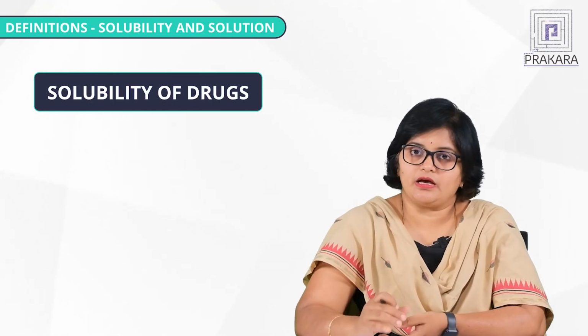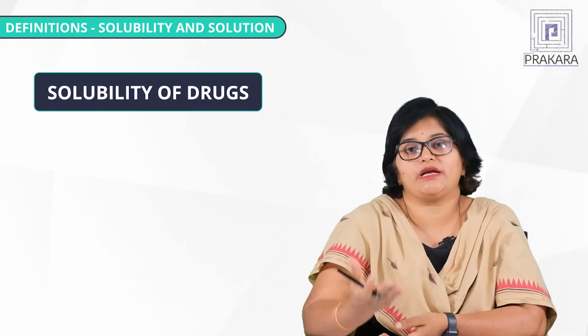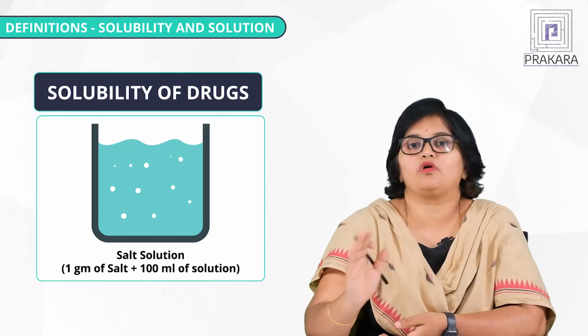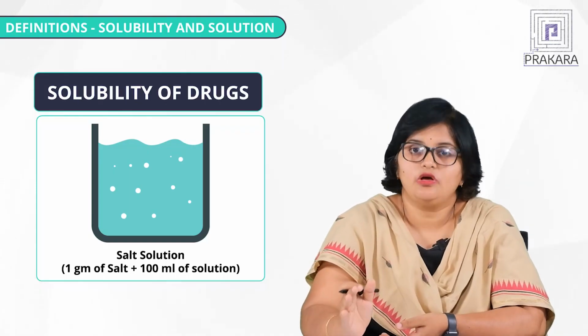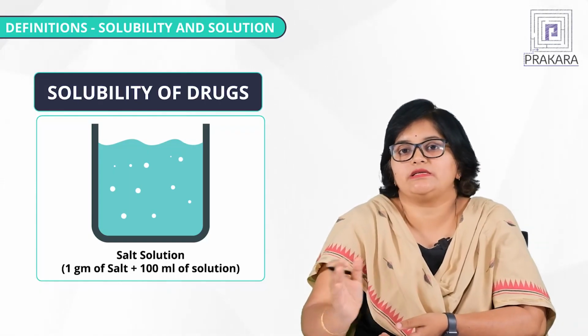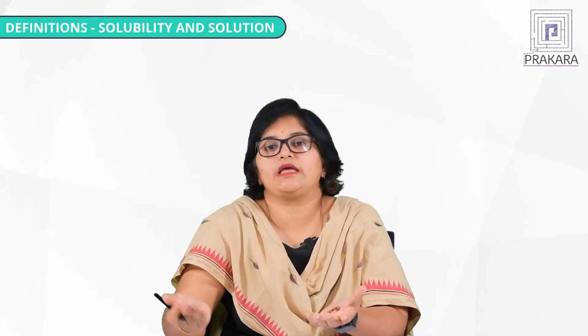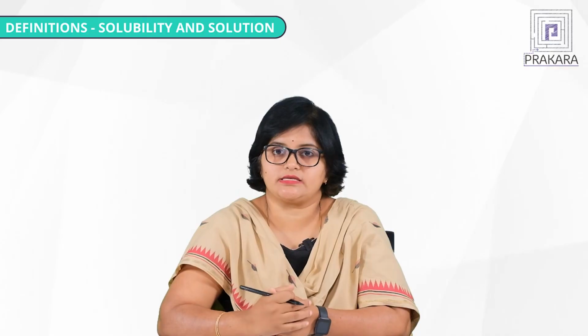In the same way, how much amount of the solute is dissolved in 100 ml of the solvent, we call it the solubility parameter. So whenever they ask you to write the definition, you have to write it as: the amount of the solute that can be dissolved in 100 ml of the solvent is called solubility.